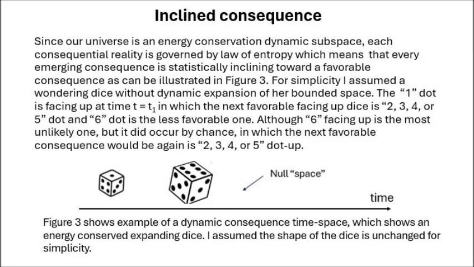Figure 3 shows an example of a dynamic consequence time-space, which shows an energy-conserved expanding dice. I assume the shape of the dice is unchanged for simplicity.